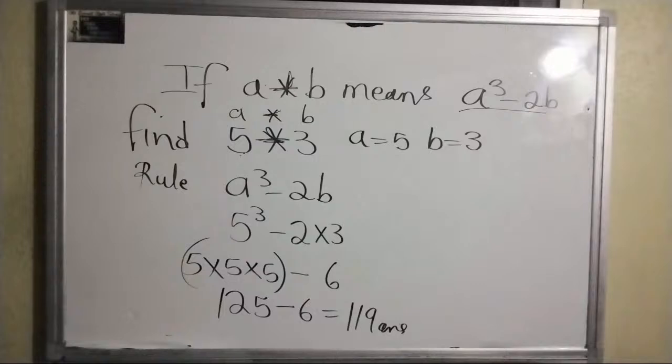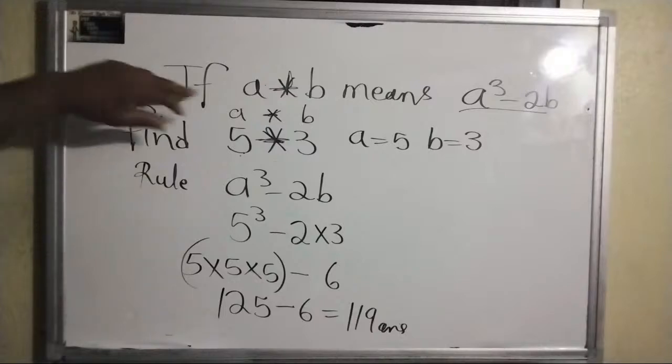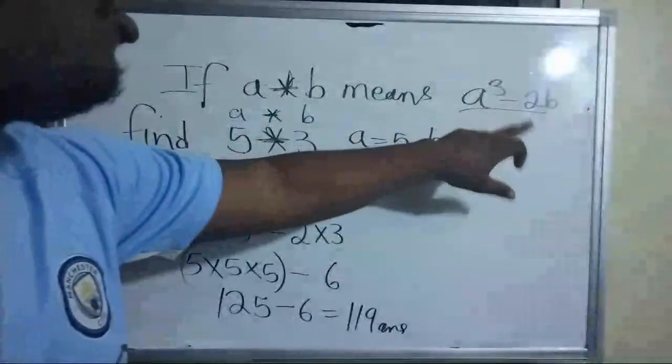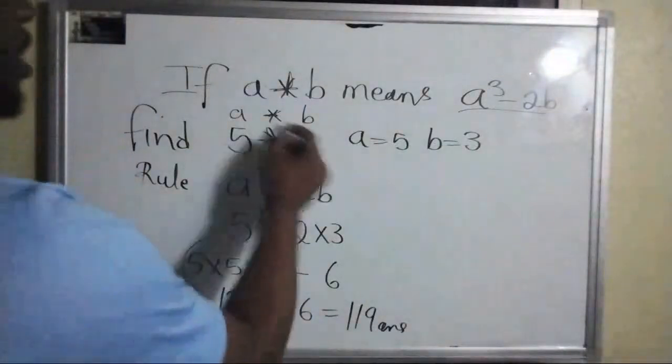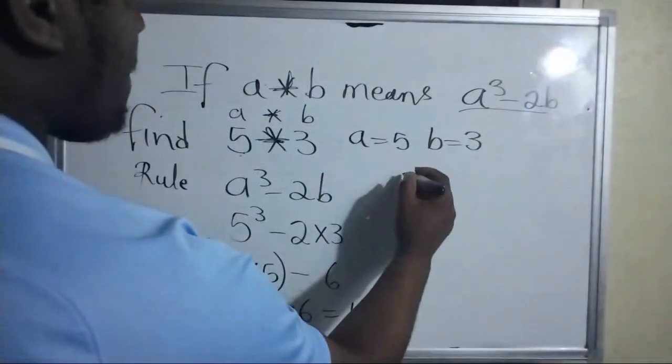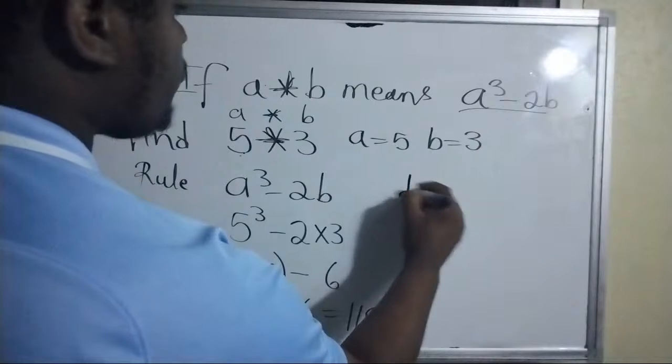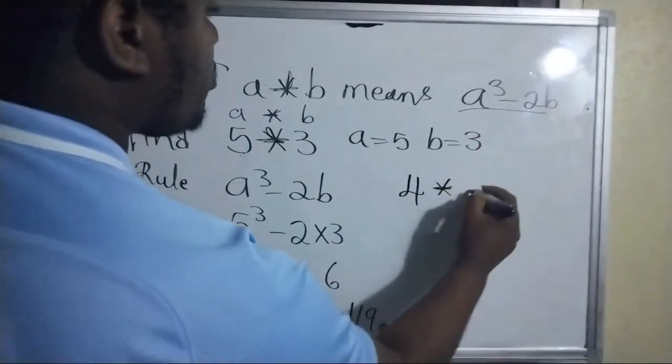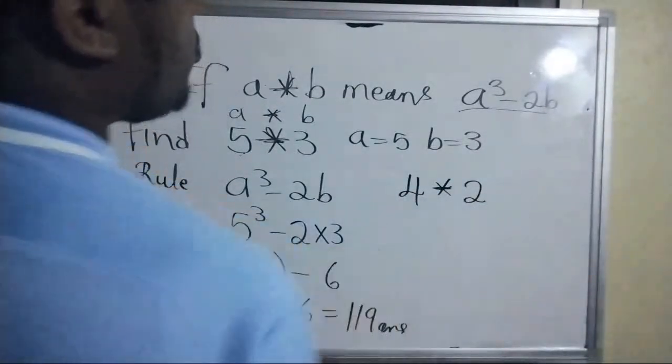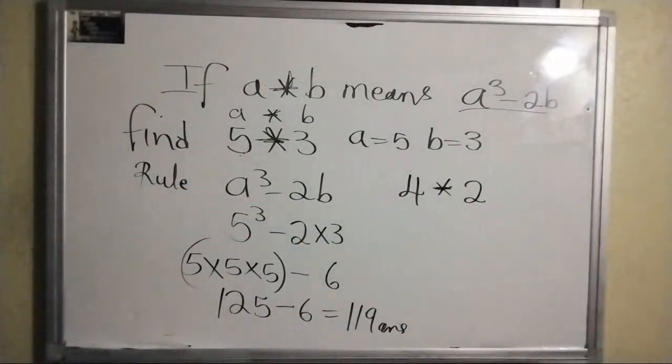Alright, use the same equation, guys, A cubed minus 2B, but this time, instead of doing 5, 3, you are going to do 4 asterisk 2. Alright? So instead of doing 5 asterisk 3, try 4, 2. For the persons who just learned how to do it, put it in the comment section. Let me see the progress. Alright?